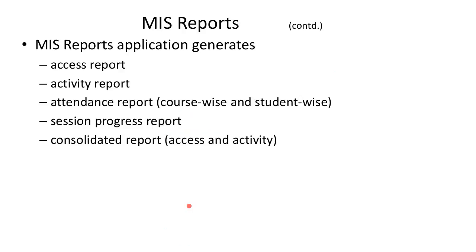And coming to MIS reports, these are, as I said, useful for academic administration. These are dynamically generated reports, and we have access reports, activity reports, attendance report, session progress report, and consolidated report. The consolidated report combines both access and activity reports. The access report gives access information of both faculty and students. Coming to the activity report, only faculty activity is captured and it generates only a faculty activity report.